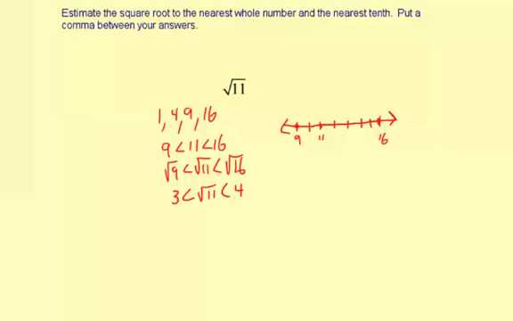And you can see that 11 is much closer to 9 than it is to 16, which also means that the square root of 11 is going to be closer to square root of 9, or 3, than it will be to the square root of 16, or 4. So if we're estimating to the nearest whole number, we can just say that square root of 11 is approximately 3.